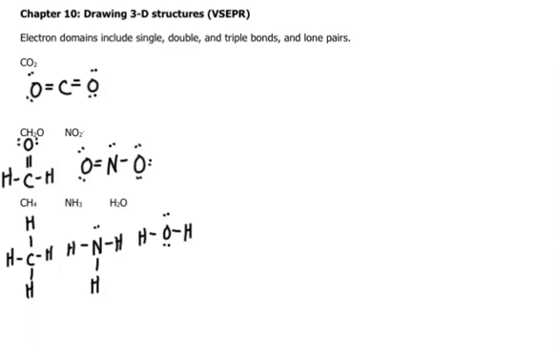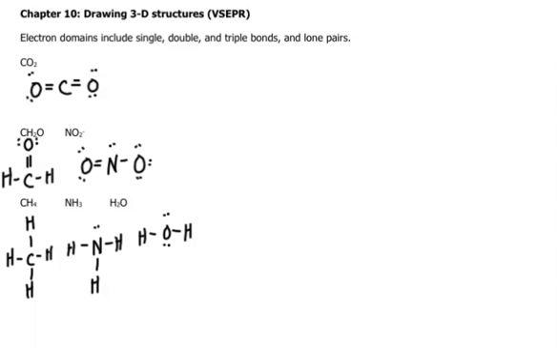Okay. Now these domains, there are 4 different kinds. There are single bonds, double bonds, triple bonds, and lone pairs. Each of those counts as one single cluster of electrons, and it behaves like a unit, and it tries to get away from all the other clusters of electrons.